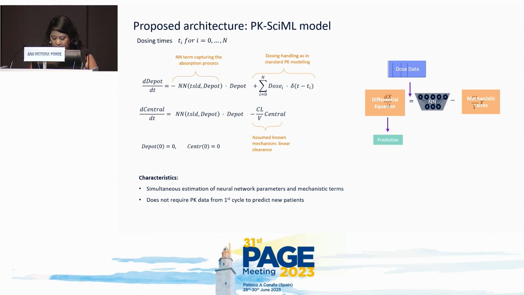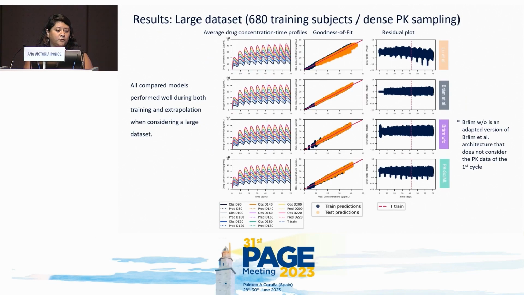So let's look at the results, and let's look at the easiest case for a machine learning model, whenever you have the most data in your training data set. If we focus on a large data set, so 680 training subjects and a dense PK sampling, here we see the different diagnostic plots for all the models that I just presented. There is one more model, which we refer to as BRAM without, and this is an adapted version of the architecture of Bram et al. that does not consider the PK data from the first cycle.